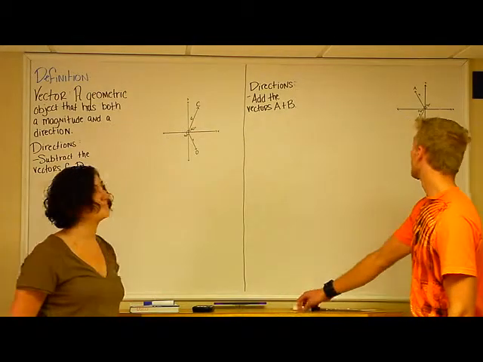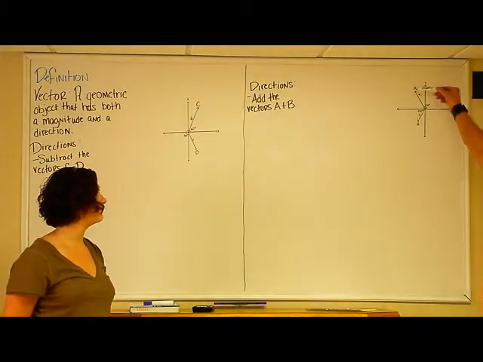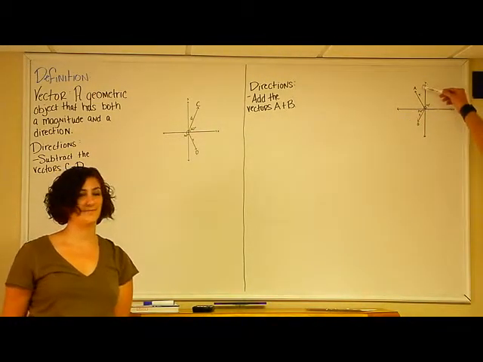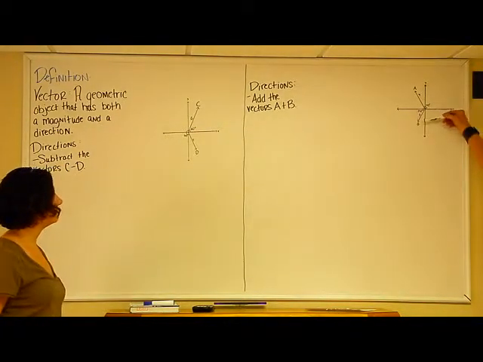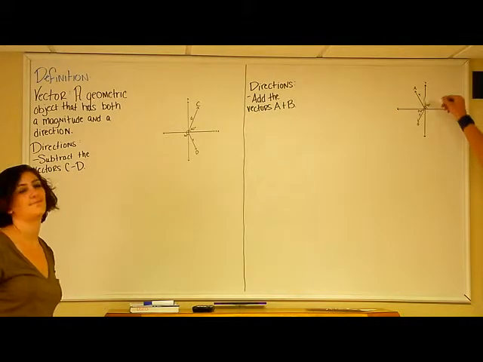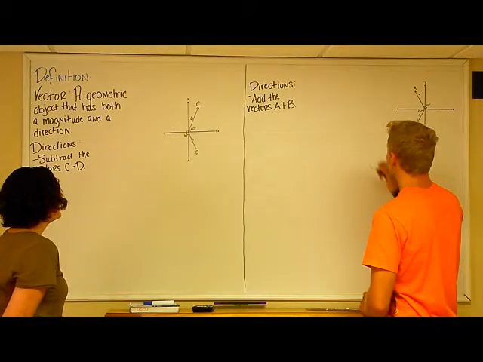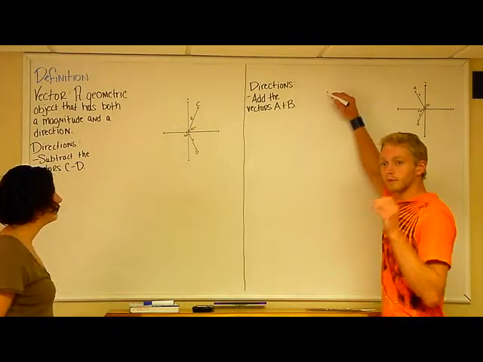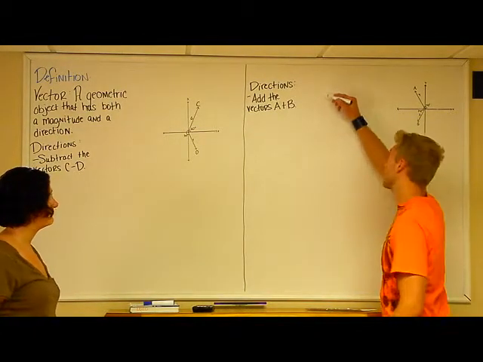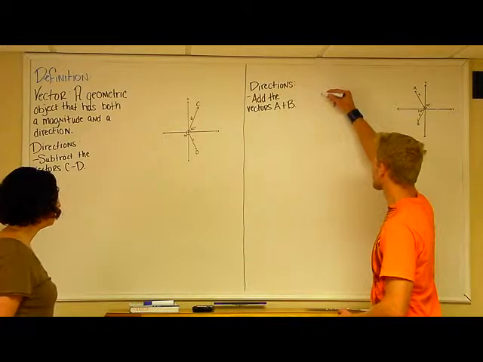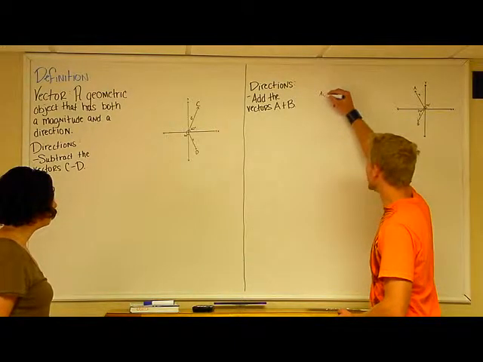So here I'm going to add vector A and vector B. Vector A has a magnitude of 4 and an angle of 140 degrees. Vector B has a magnitude of 3 at 240 degrees. What we do is split each into its X and Y parts and add the totals together. So I'm going to find the X part of A.